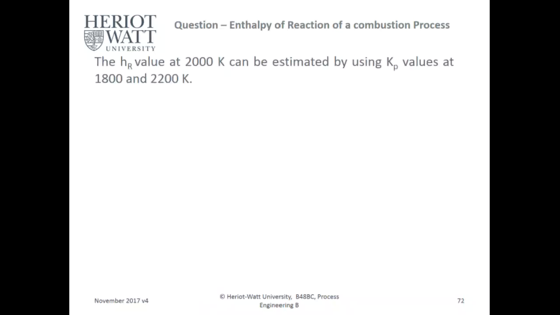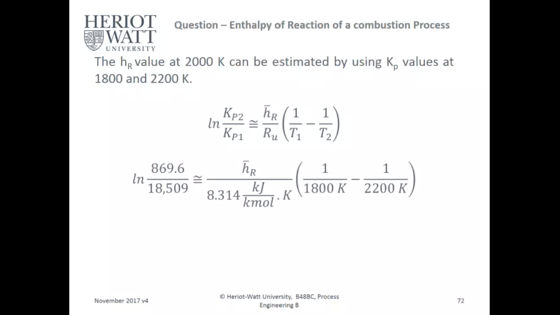Same method, using the Kp method. Log of Kp2 over Kp1 is approximately equal to HR over R times 1 over T1 minus 1 over T2. Therefore, HR equals negative 251,698 kilojoules per kilomole.